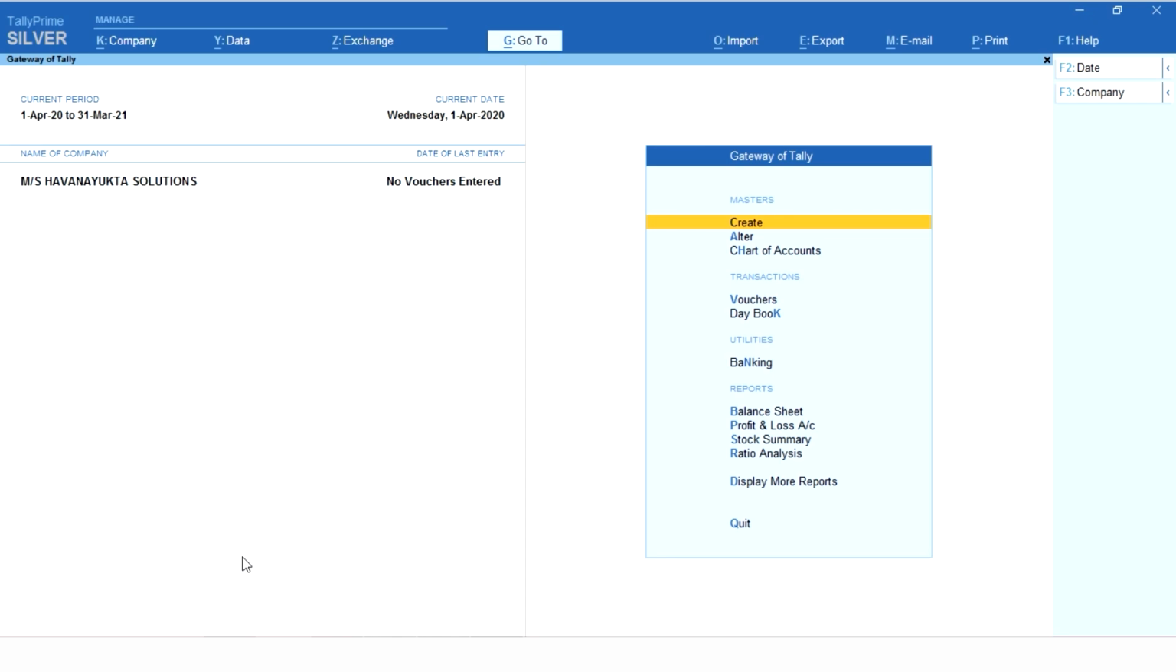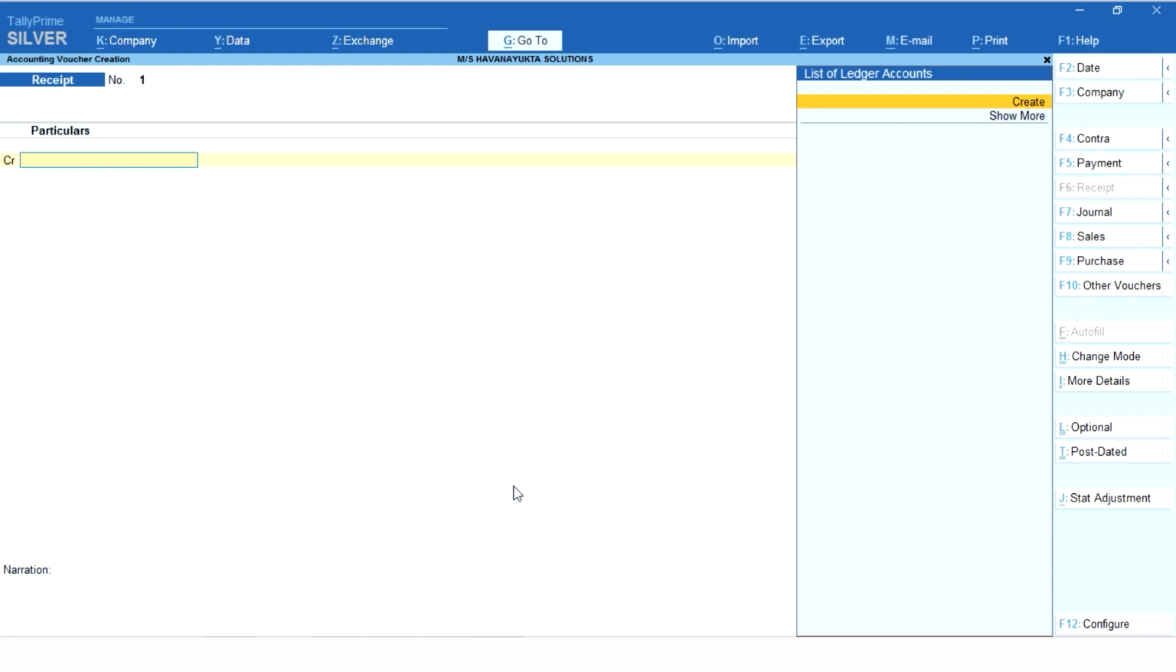In this video, we'll learn how to pass a receipt voucher in Tally Prime. So we have already created a company and we are in Gateway of Tally. To pass a receipt voucher, we go to our voucher options. On the right hand side, we have an option called Receipt. The shortcut key is F6. So you can press a receipt voucher and you get a receipt voucher here.